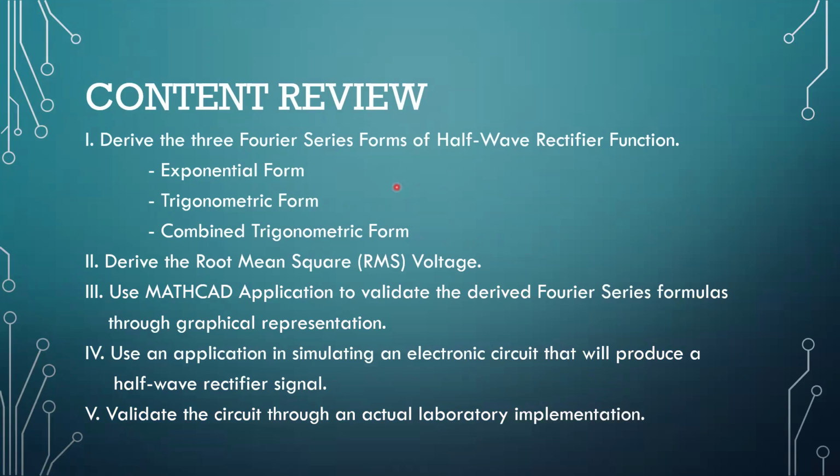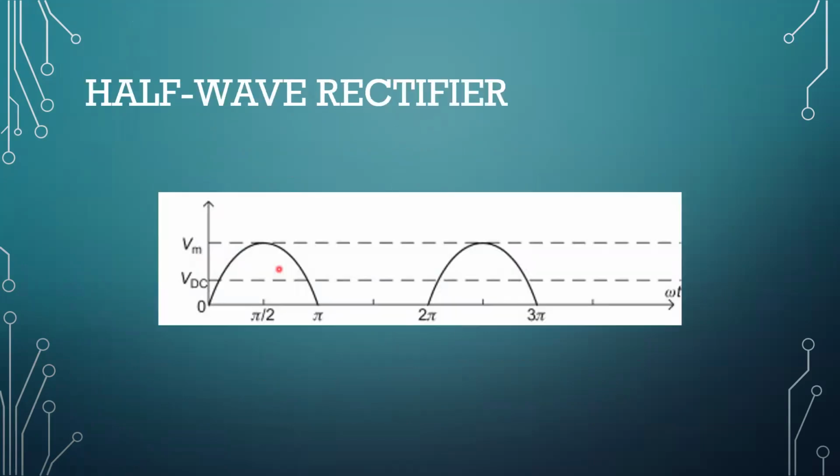Content review. These are the topics that I am going to tackle in this video. Let's start. This is the signal of a half-wave rectifier. The first positive cycle will go to the output, but the negative cycle will be cancelled out because of the polarity of the diode.